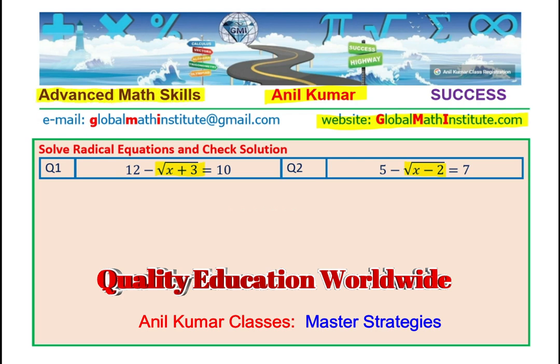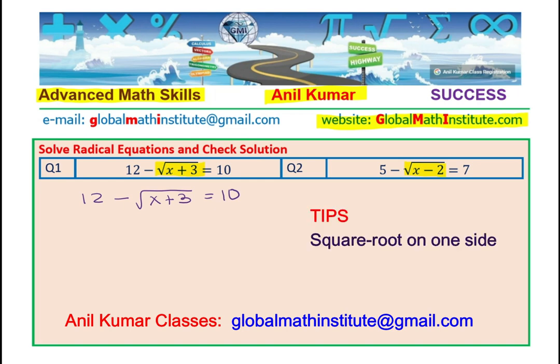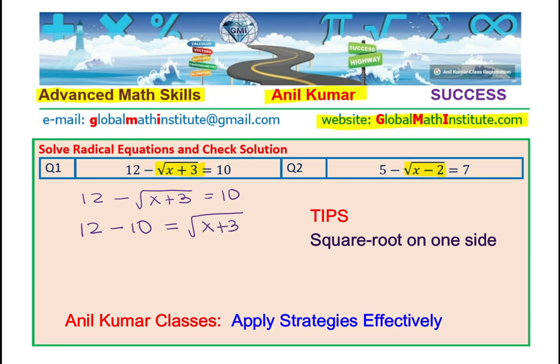So let's begin with the solution of the very first equation, which is 12 minus square root of x plus 3 equals 10. The strategy is to keep the square root term on one side of the equation. Since this is negative, I am taking it to the right hand side, with the constants 12 minus 10 on the left hand side. You see that? Now, we have 2 equals square root of x plus 3.